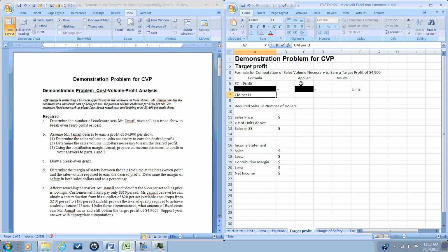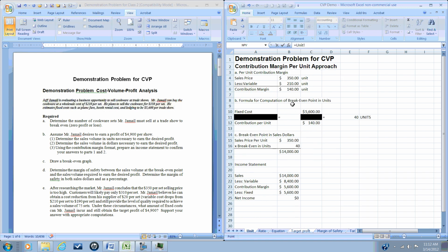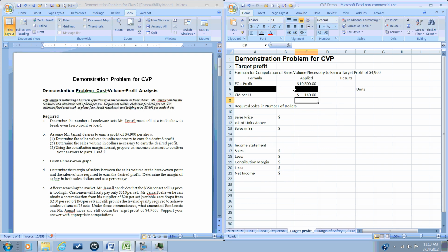So now let's apply this formula to our problem. In our problem, we have fixed costs of $5,600 per show, and we're going to add in the desired profit of $4,900. Our contribution margin per unit was calculated in our first part of the problem, and we determined that the contribution margin per unit, the sales price of $350 less the variable cost of $210, equaled $140.